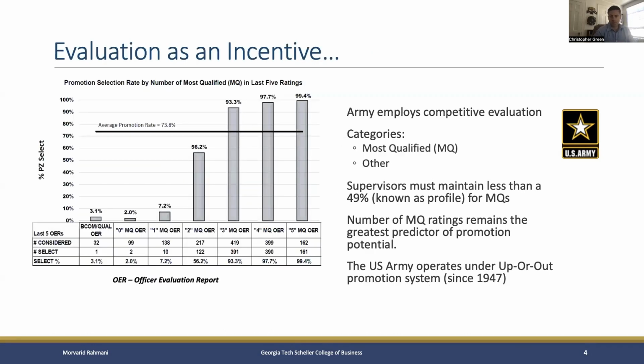The Army's primary vessel for identifying talent and future promotion remains the performance evaluation. Because bonuses and pay raises are not available based on performance, the evaluations serve as the primary incentive for such. The Army uses a competitive evaluation where the highest rating category, most qualified, MQ, is constrained to 49% of a supervisor's total evaluations performed. As you can see from the diagram, the historical number of MQs in an officer's performance file remains the greatest indicator of promotion potential.